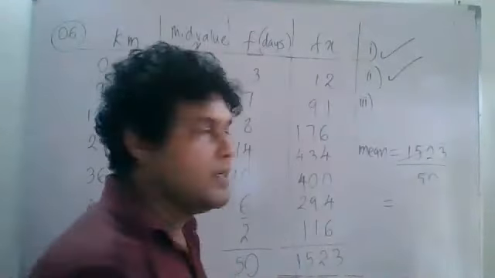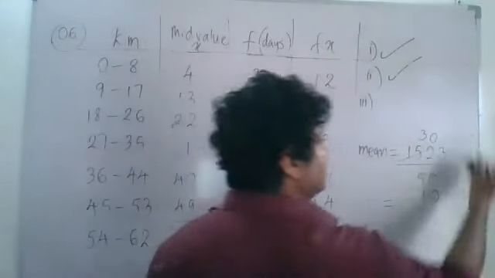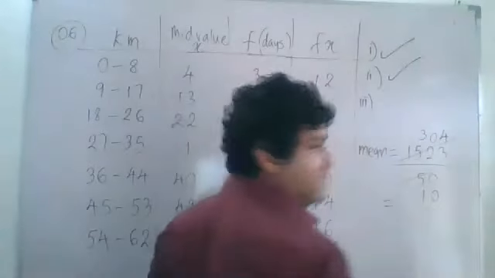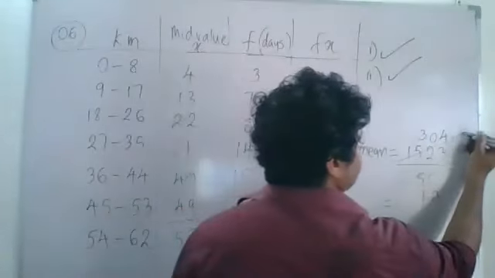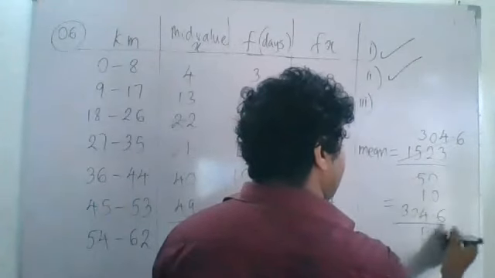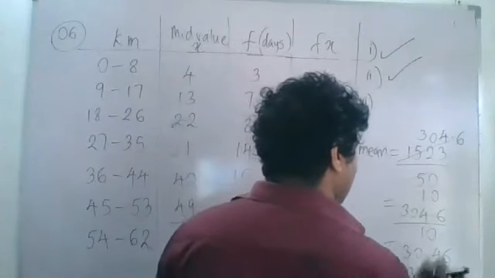Now I'm going to divide by 5. 5 times 3 is 15, 5 times 4 is 20, and 3 remain, 30, 5 times 6. Furthermore, 304.6 divided by 10 gives 30.46. Approximately, this is 30 kilometers.